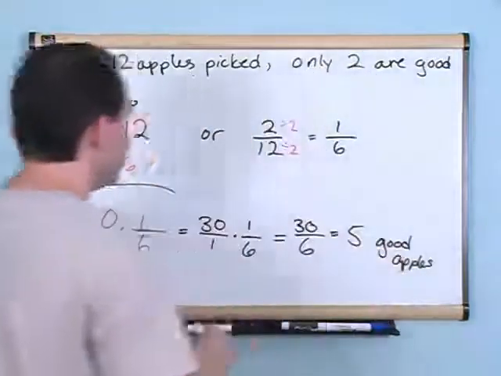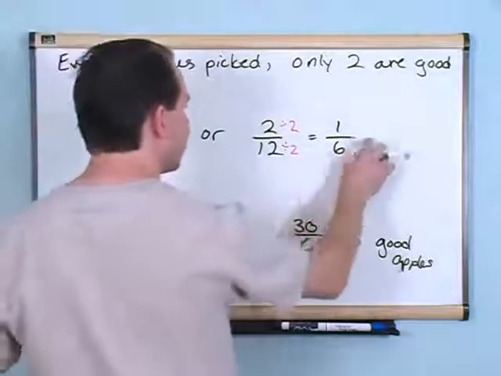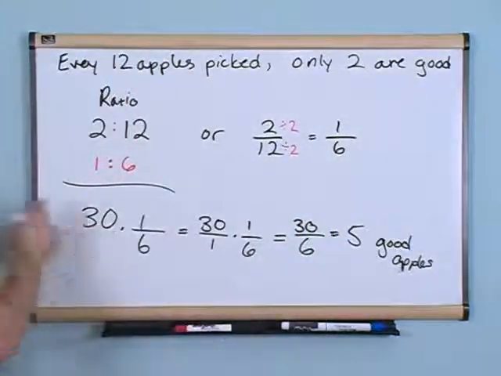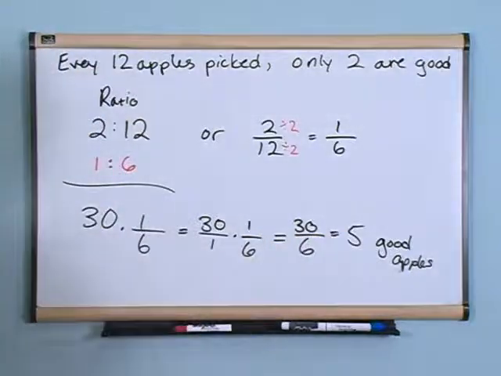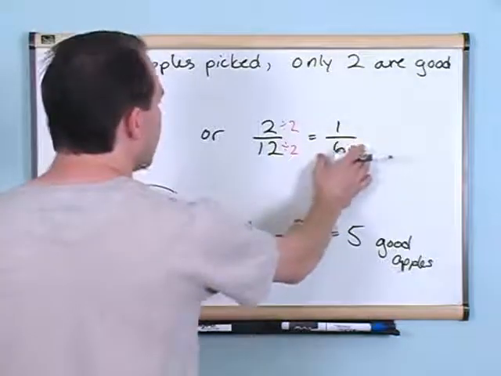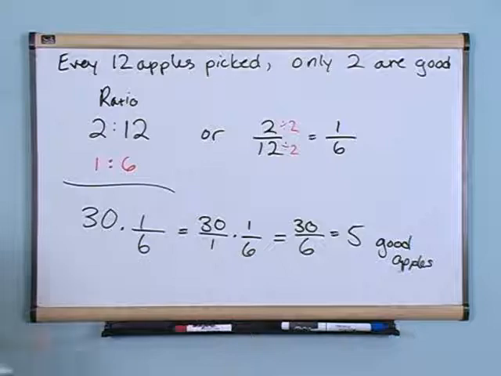This is why ratios are useful. Somebody can go and do all the work for you and tell you the ratio of good to bad apples is 1 to 6. And then I could tell you, well, if I pick 30 apples, I'm only going to expect to get 5 good ones. And this makes sense because somebody goes out and does the work for you. 1 out of every 6 apples picked are good. Here, 5 out of every 30 apples picked are good. So it's the same ratio.